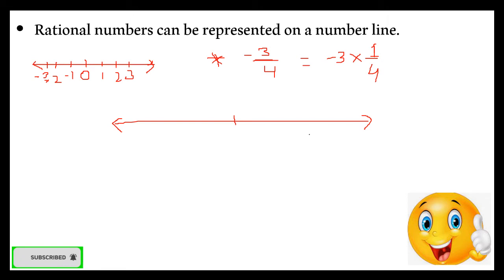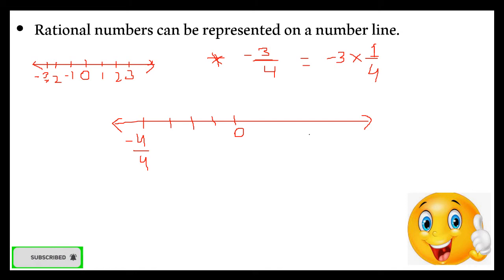So if you take 0 here and you take your 1 unit in 4 equal parts, you will write minus 1 by 4, minus 2 by 4, minus 3 by 4, minus 4 by 4. So this is minus 4 by 4 here.